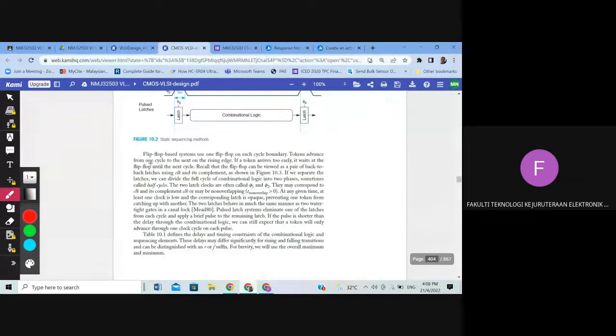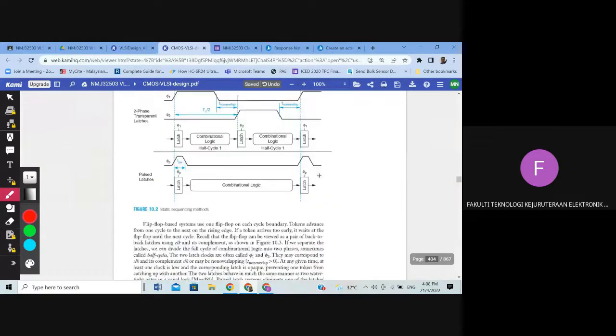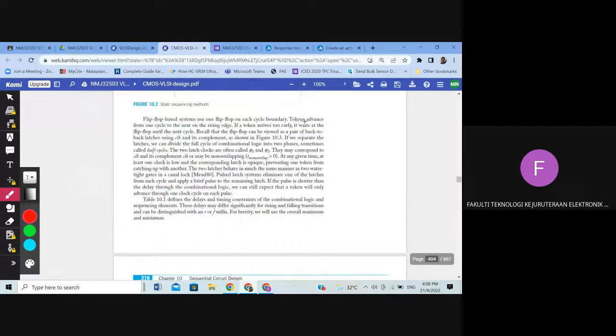Flip-flop based systems use one flip-flop on each cycle boundary, which is this one. This is a flip-flop based system, so one flip-flop on each cycle boundary. This is one cycle boundary, and this is another one. Token advances from one cycle to the next rising edge. If a token arrives too early, it waits at the flip-flop until the next cycle. This is already mentioned in the slide.